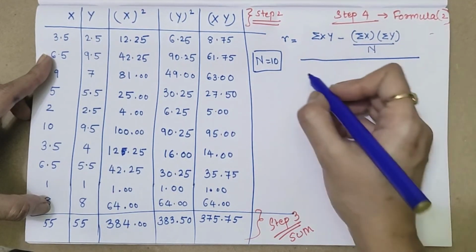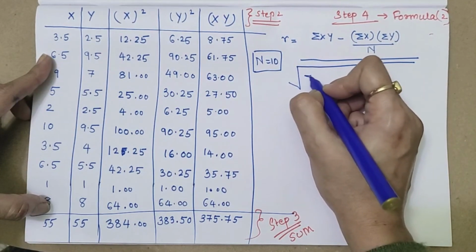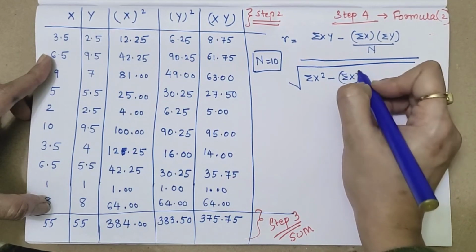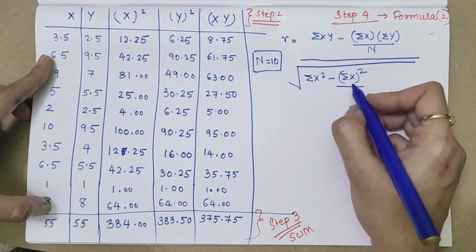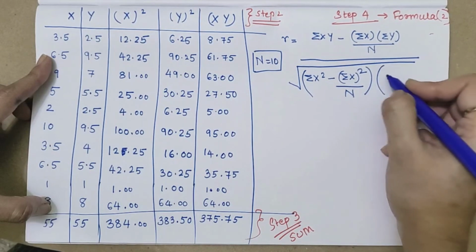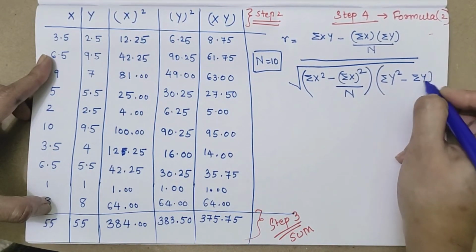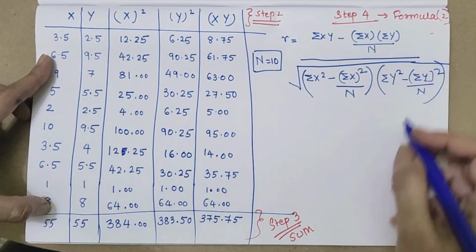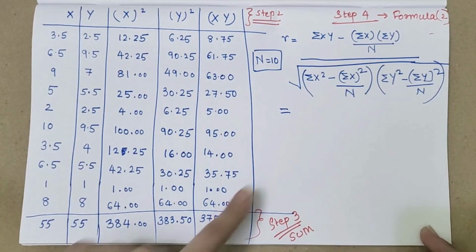Now this is the whole upon square root of summation of x square minus summation of x the whole square. There is a difference between summation of x square and summation of x the whole square. Then n, and the whole multiplied by summation of y square minus summation of y the whole square, and this is square root. So now we can just put all the values over here.